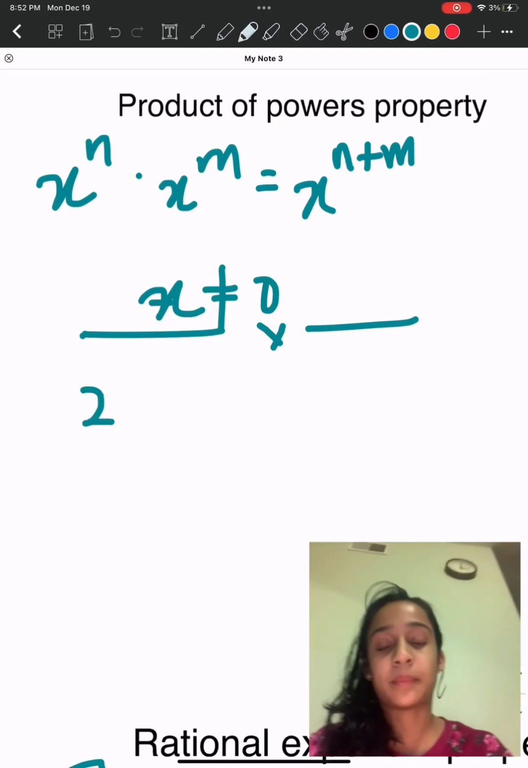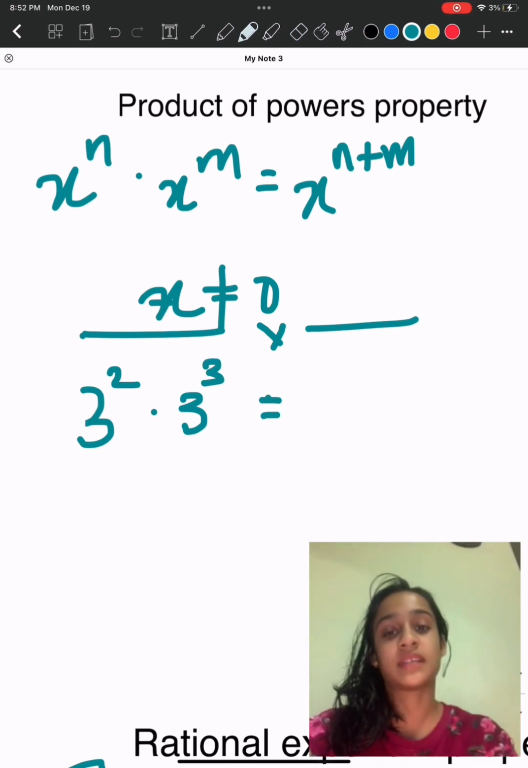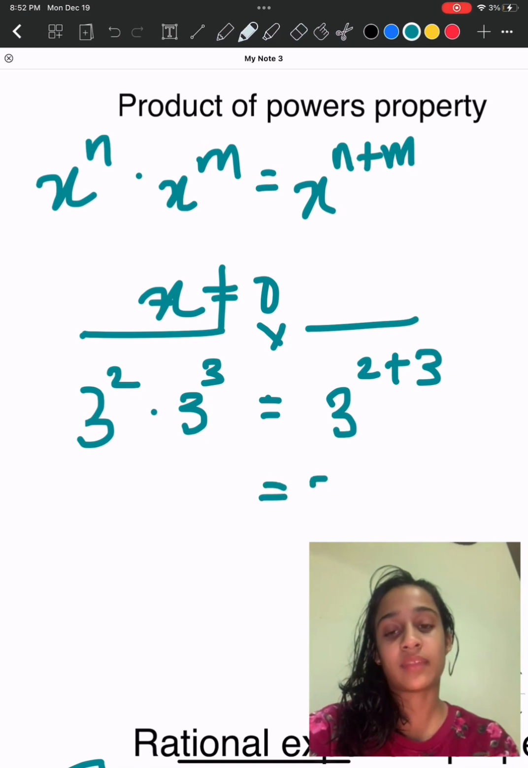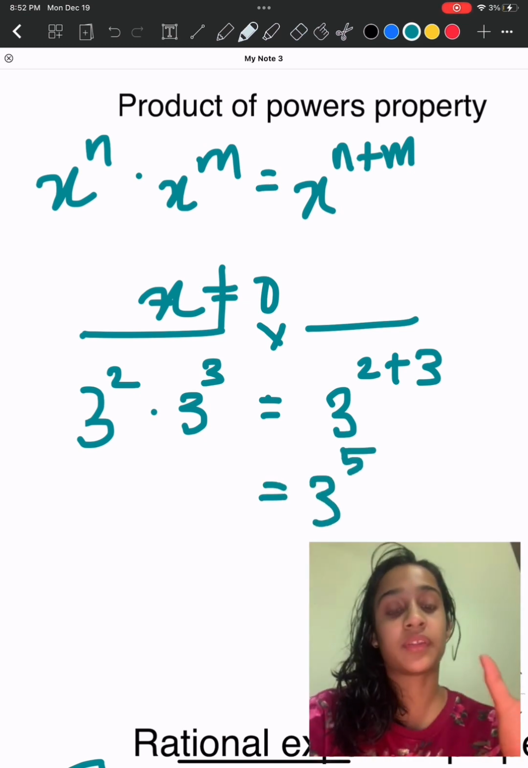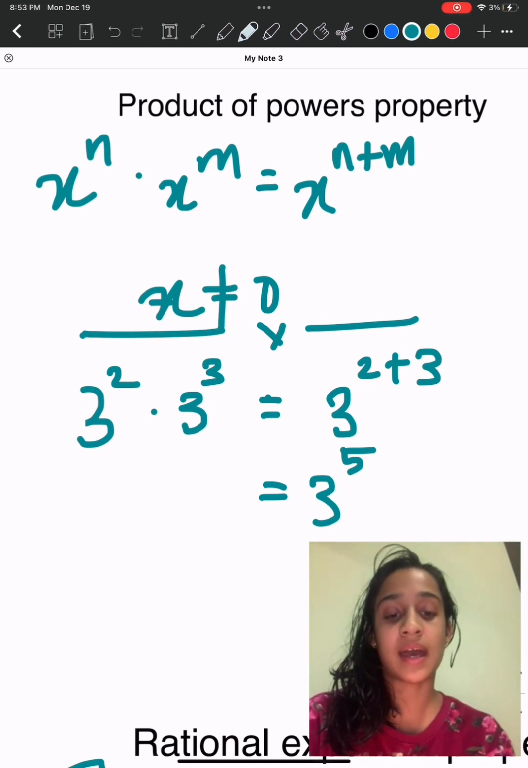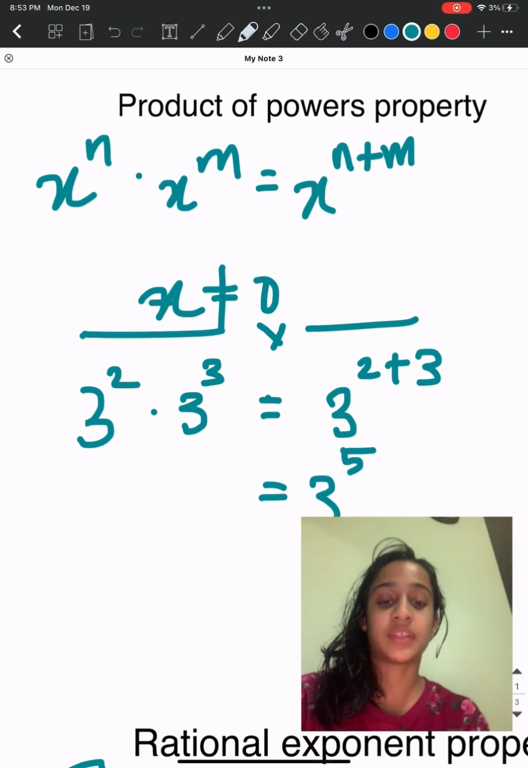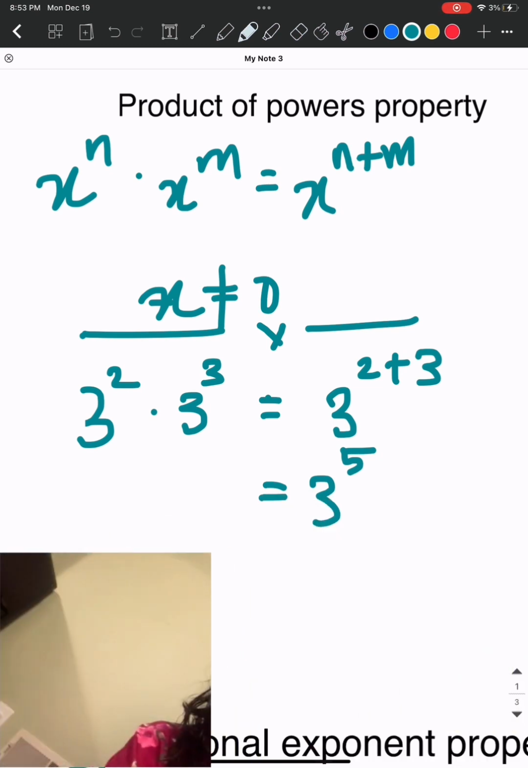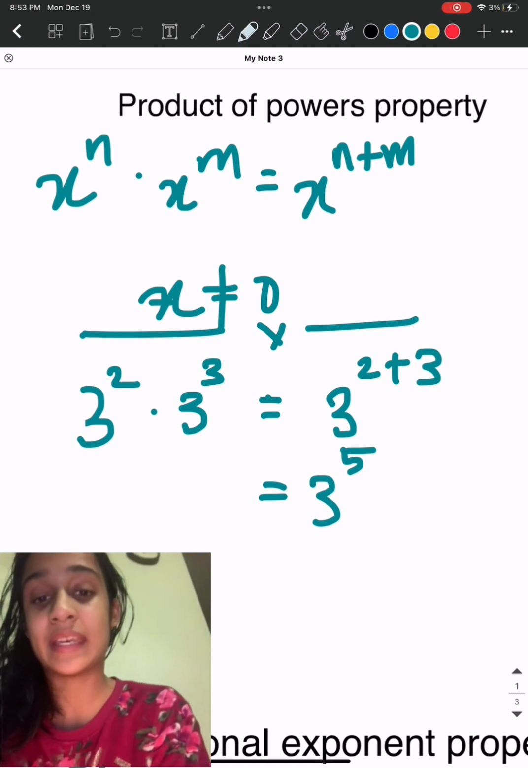For this example, we're going to use the same formula, x to the power n times x to the power of m equals x to the power n plus m. So I'm going to have the base 3 to the power of 2 times 3 to the power of 3, which is equal to 3 to the power of 2 plus 3, because we're going to add the exponents. 2 plus 3 is equal to 5, so our answer is now 3 to the power of 5. Now I'm going to find what 3 to the power of 5 is, which is equal to 243.